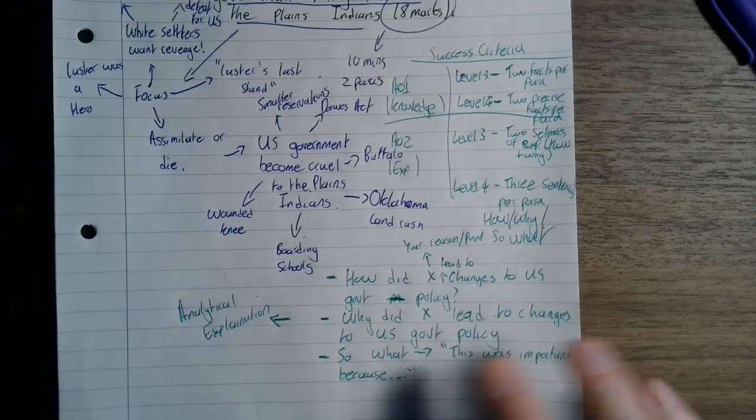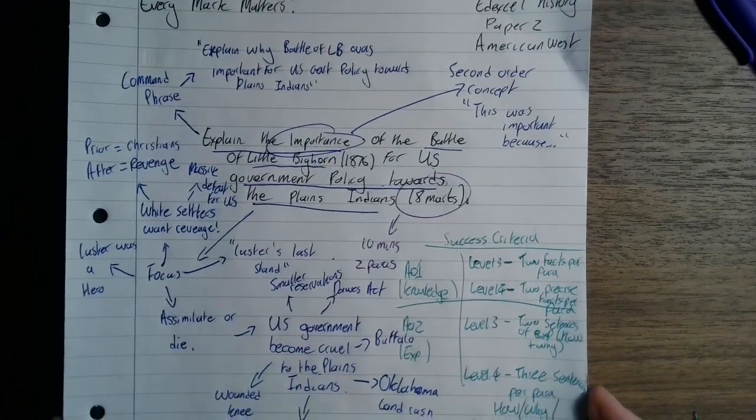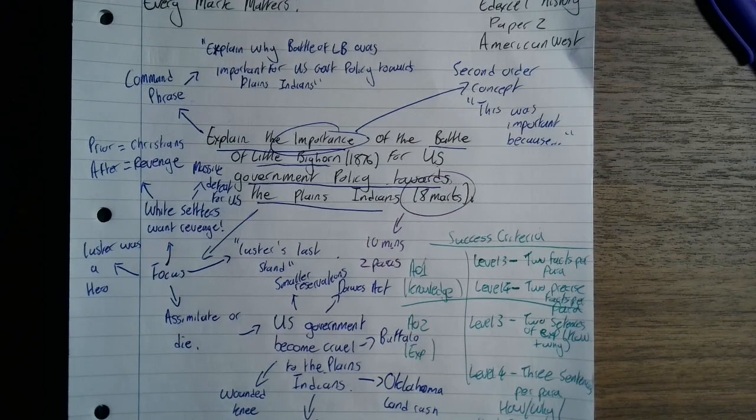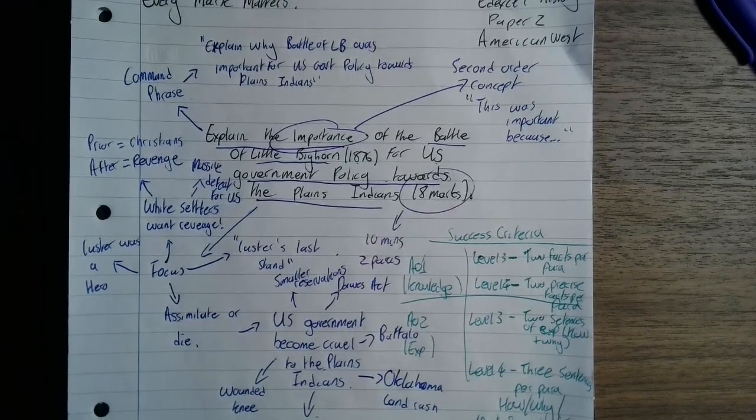So, ladies and gents, it is a 10-minute question. In this 10 minutes, you will explain the importance of the Battle of Little Bighorn in 1876 for US government policy towards the Plains Indians, and that is 8 marks, meaning that you will spend 10 minutes and 2 paragraphs answering the question.